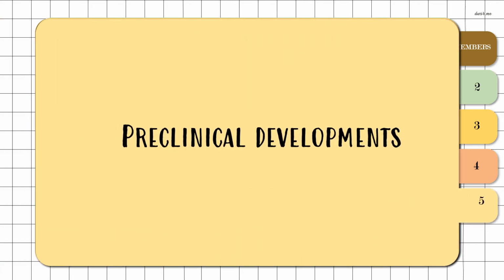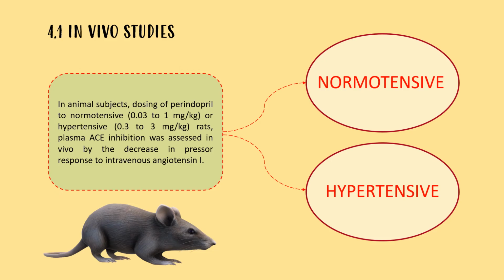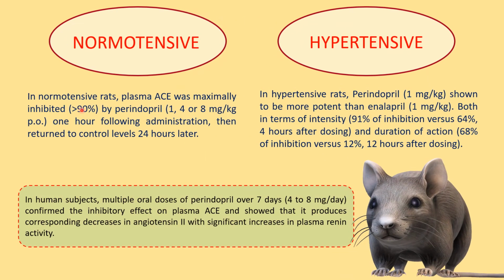Now, we'll go further with the preclinical developments. In in vivo studies, we use normotensive and hypertensive rats as the animal subjects, where if we dose with 0.03 to 1 or 3 mg per kg, it results in plasma ACE inhibition, showing a decrease in pressure response to intravenous angiotensin 1. In normotensive rats, plasma ACE was maximally inhibited by perindopril and then returned to the control level 24 hours later, while in hypertensive rats, perindopril was shown to be more potent than enalapril, both in terms of intensity and duration of action.